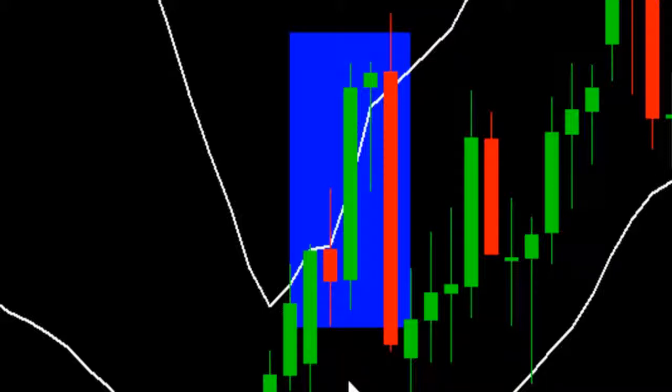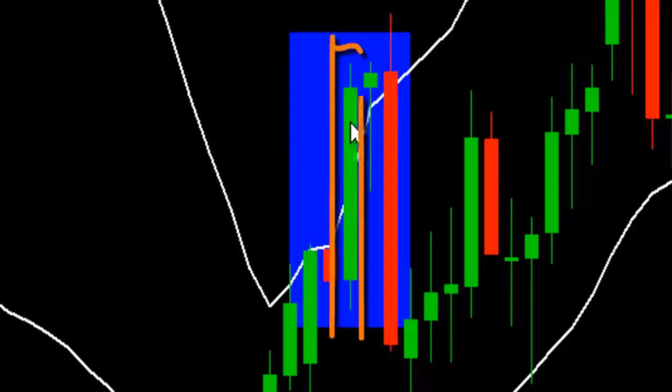Let's start with buys or longs. Step 1. We need the candle to clearly close above the upper Bollinger Band line, for instance, like here. The closing price has closed above the upper band line.